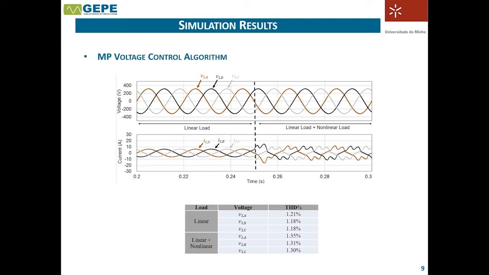With the addition of the nonlinear load to the system, the THD values increased slightly to 1.35% on phase A, 1.31% on phase B, and 1.30% on phase C. In the transient response, it can be seen that the peak in the current consumed by the loads is almost non-existent compared to the other control techniques.